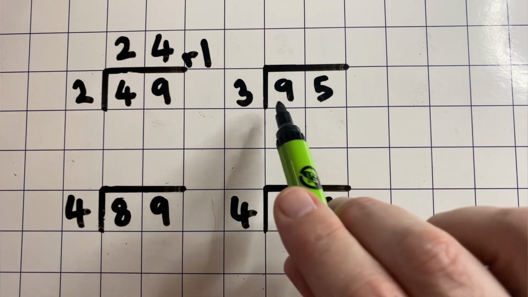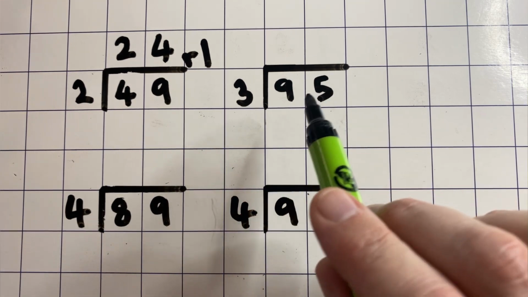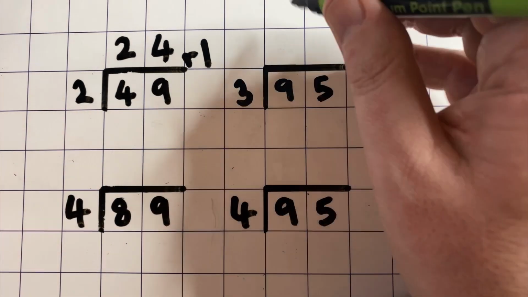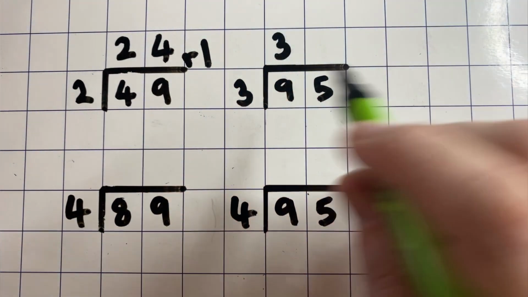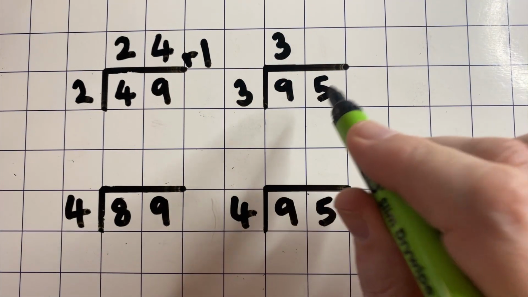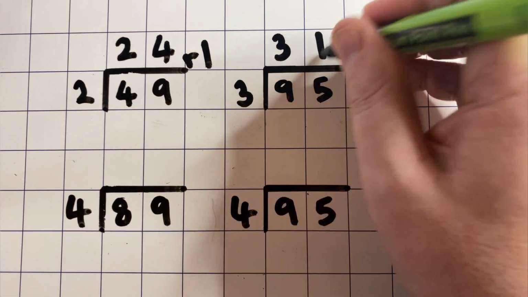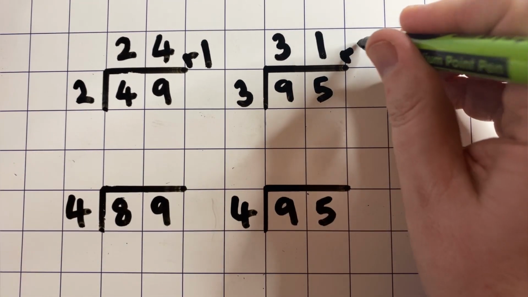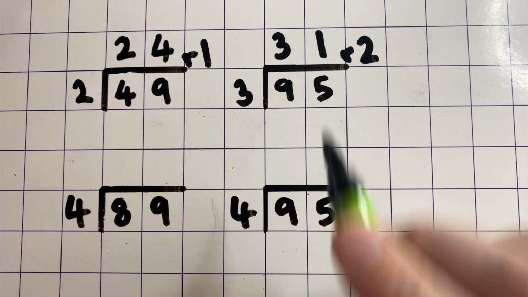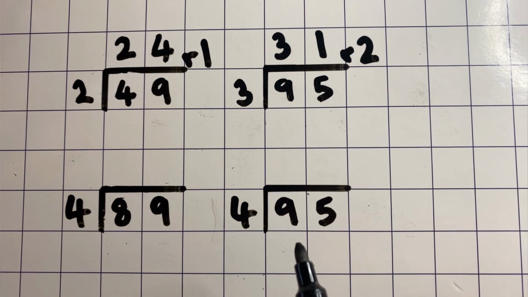Similarly, 95 divided by 3. How many 3's go into 9? Well, 3 3's are 9. How many 3's go into 5? You can only fit 1 in, but then you have a remainder of 2. So the answer is 31, remainder 2.